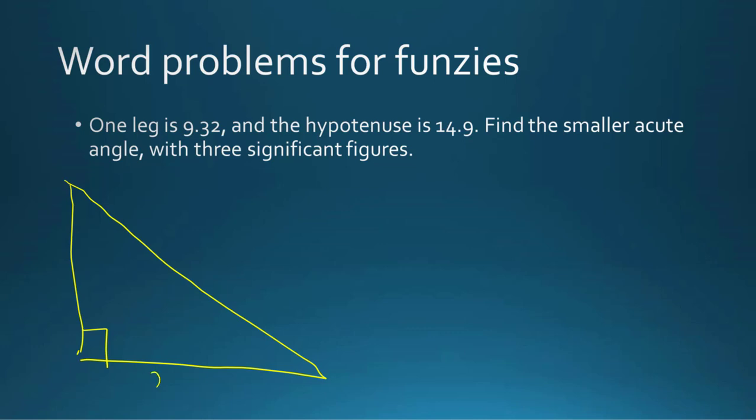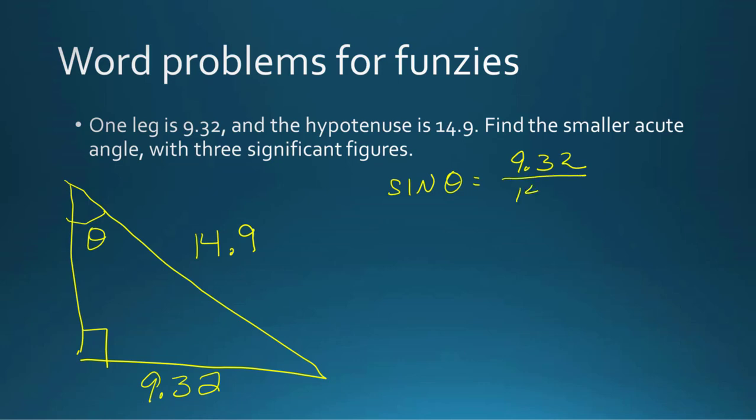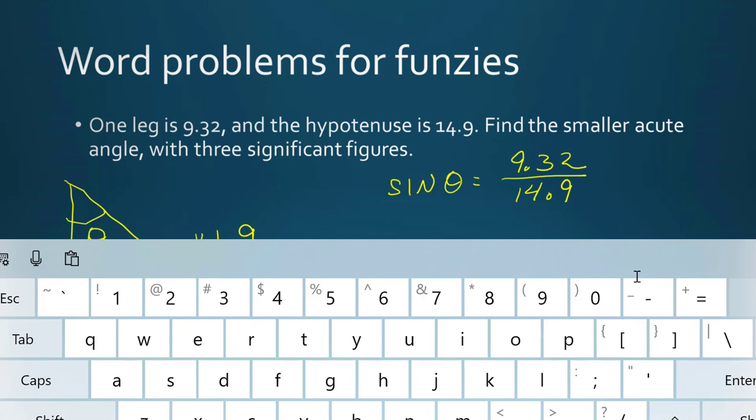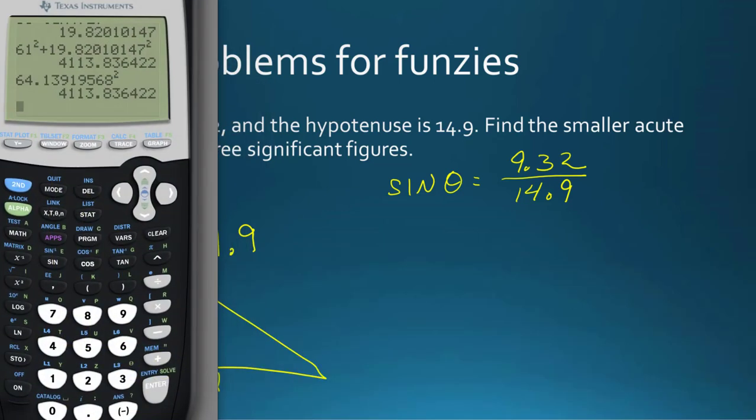One leg is 9.32. Hypotenuse is 14.9. Find the smaller acute angle. Sine theta equals opposite over hypotenuse. Okay, I feel like now it's just being a brat, right? Is it just me? For someone who potentially wrote these slides, I'm being very judgy. Past me was being kind of a brat.